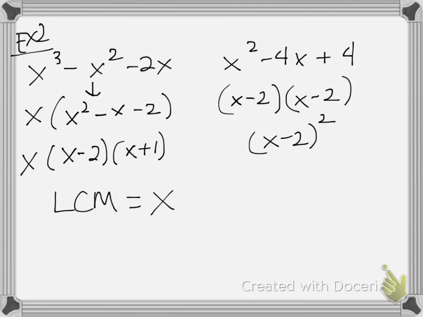X minus 2 squared is what I want next. And then what? X plus 1. Well, ideally you want to put that square at the end, but that's fine. That all works. Because multiplication, right? So multiplication can be moved around. You leave it just like that. So that's your LCM right there.